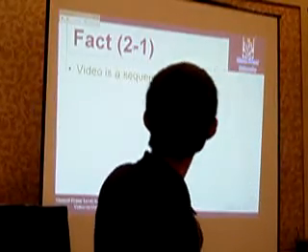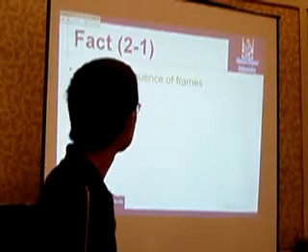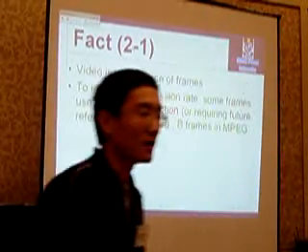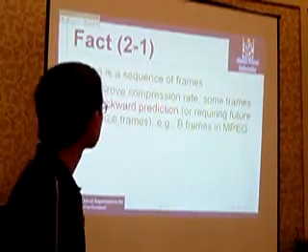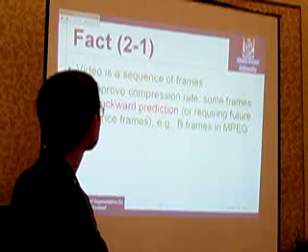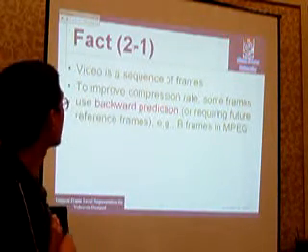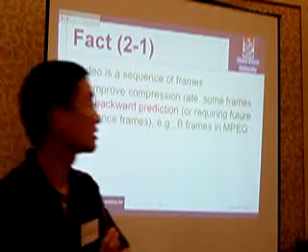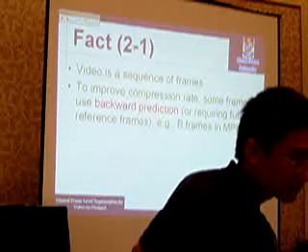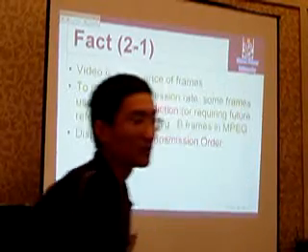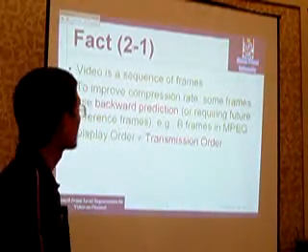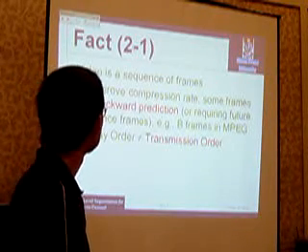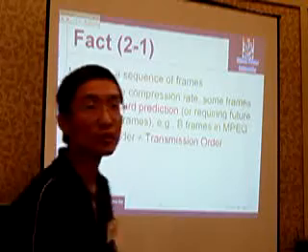First, the fact is that video is a sequence of frames, and to improve compression rate, some frames use backward prediction. That requires future reference frames, for example, the B frames in MPEG. For a sequence of frames using backward prediction, the display order is not equal to the transmission order.